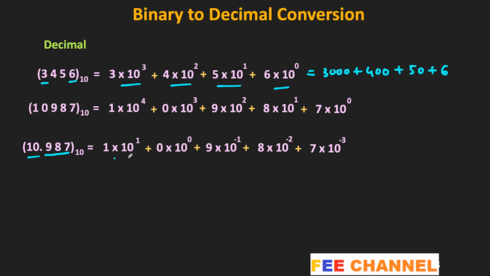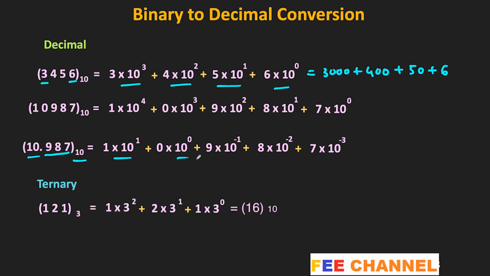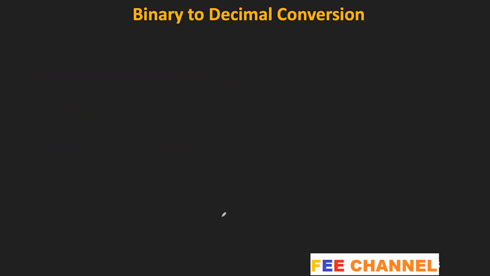Now, if the number contains both an integer and a fractional part, then for the fractional part, as we move towards the right from this decimal point, the weightage of each digit reduces by the factor of 10. And before this decimal point, for the integer part, as we move towards the left, the weightage of each digit increases by the factor of 10. And the actual value is the summation of all these products. Now, in the decimal number system, the base of the system is 10. And therefore, the weight of each digit is in the power of 10.